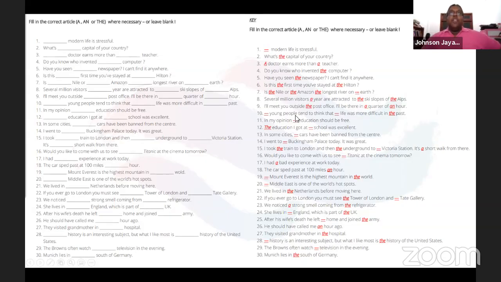Okay. Young people tend to think that life was more difficult in the past. So here again, you don't need to put any articles here, right? Young people tend to think that life was more difficult in the past. So as you can see from these 10 sentences, you can see how articles are used and also when articles are not used as well, okay? So there will be instances like that. So you need to be very careful as to when you're going to be using an article, which article, and also when you're not going to be using an article, okay?